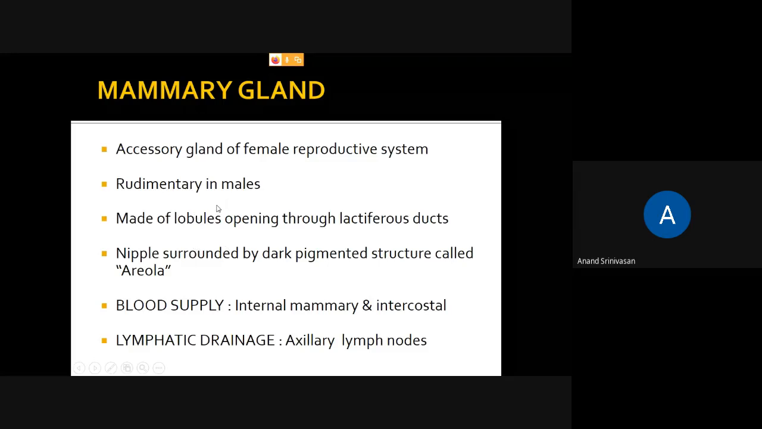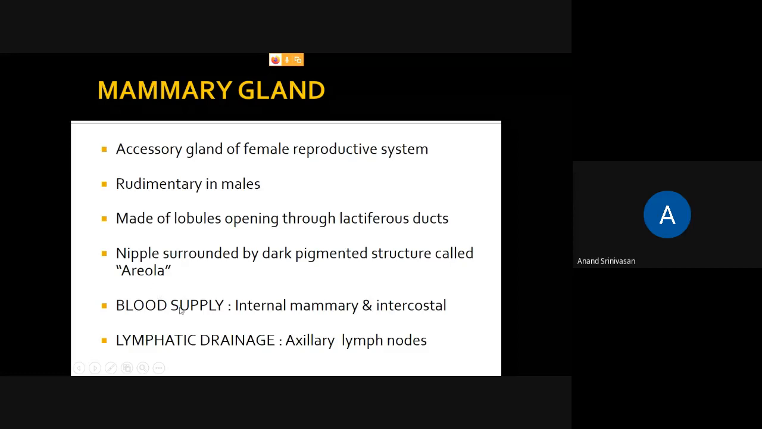The physiology department will be talking in detail about the hormones in your next semester. So this milk which is coming from the lobules comes through the lactiferous ducts, and they open into the nipple. Okay, the nipple is a slightly elevated area, and it is surrounded by a dark pigmented structure called the areola.